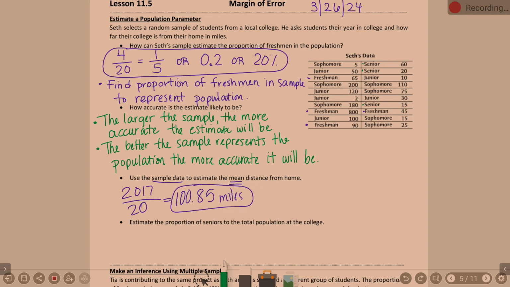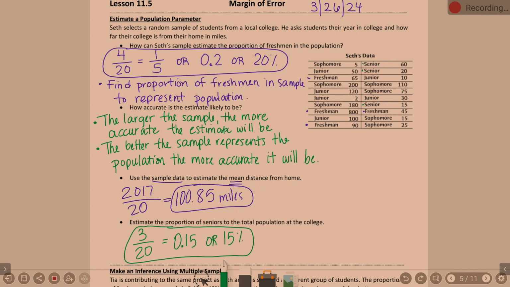Okay, so what's that tell me then? 3 divided by 20. What are other ways to express 3 divided by 20? That is the decimal 0.15, and it is the percent 15%. Okay.